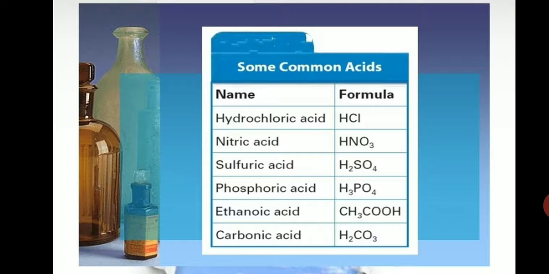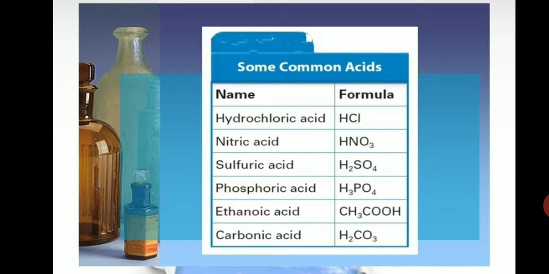The hydrogen present in the acid dissolves in water. We have seen when an acid reacts with a metal, it releases hydrogen gas. Why does it release hydrogen gas? Because it contains hydrogen. Acid contains hydrogen. That's why when they react with a metal, it releases hydrogen. That means all the acids contain hydrogen.